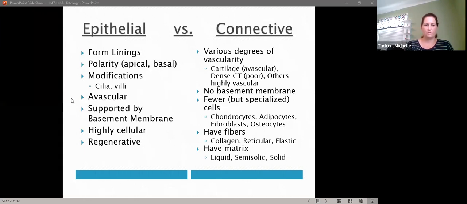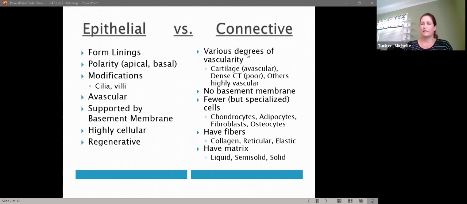They do not have their own blood supply. They reside on a basement membrane that gives them this polarity, this top and bottom surface. They'll often have modifications like cilia and goblet cells. They form linings, and they have lots and lots of cells.